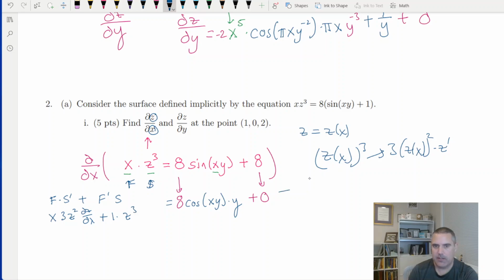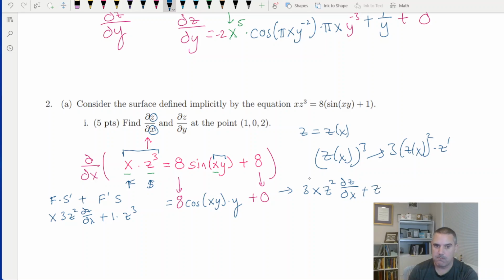So that's it. Those questions bother students, but they really are testing your understanding of what is a variable and what is a function. We didn't need to do the product rule here because only one of those was a variable. We did need to do the product rule here because both were variables.